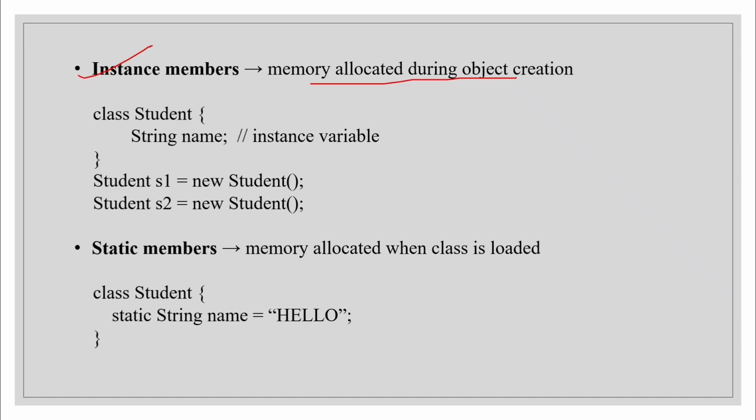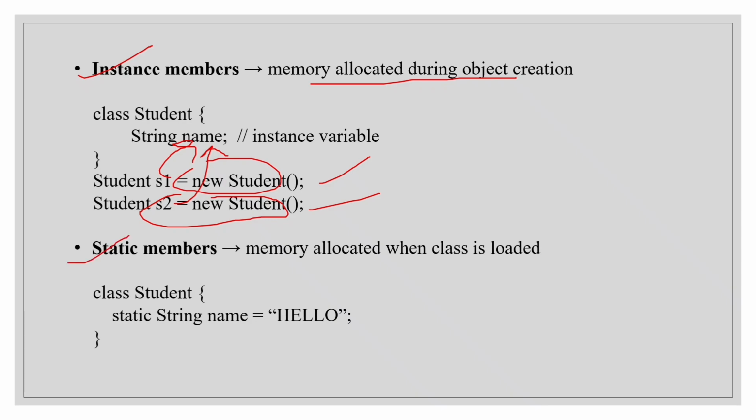Memory is allocated when the object is created. That means each object has its own separate copy. If we create two objects here, s1 and s2, then s1.name has its own memory and s2.name has its own memory. Even though both are created from the same class, they store different data in different memory locations. The important point is objects are created in heap memory and each object carries its own instance variables.